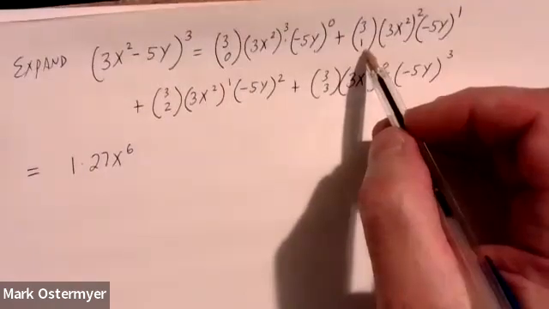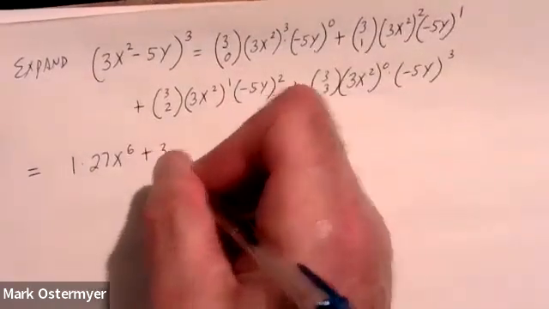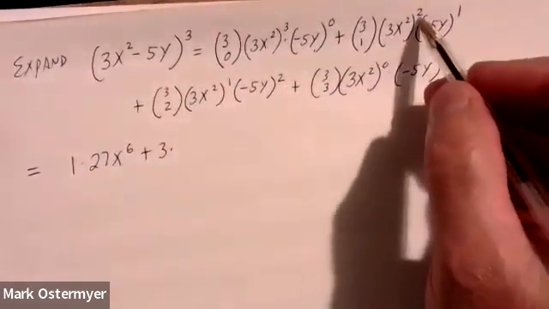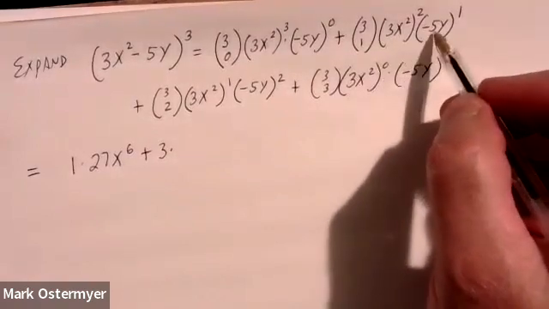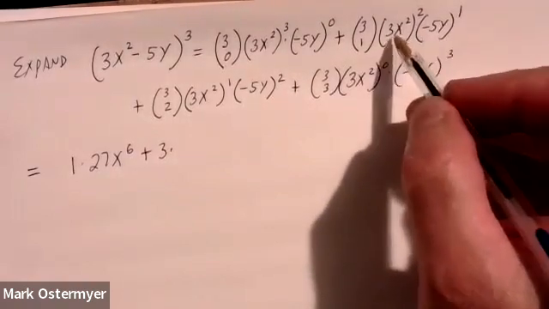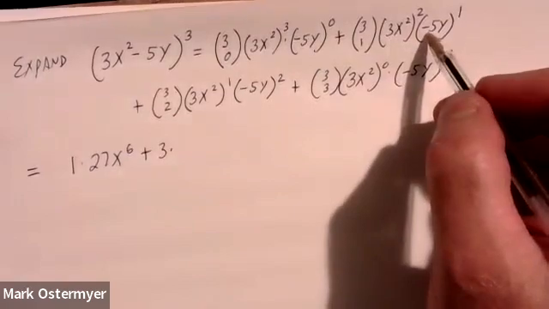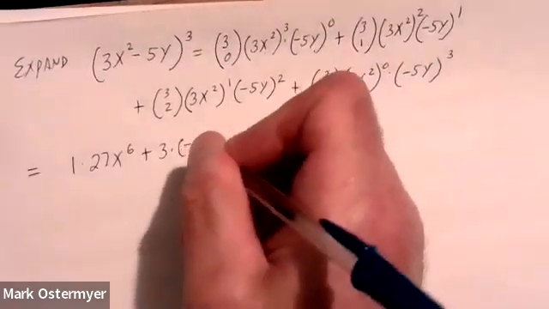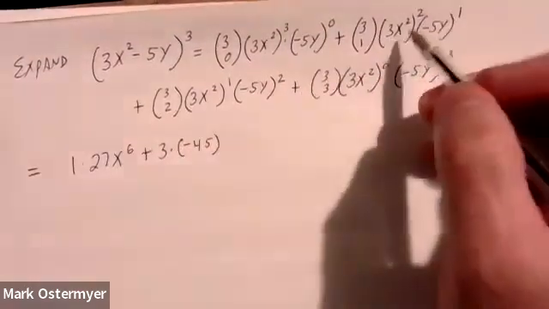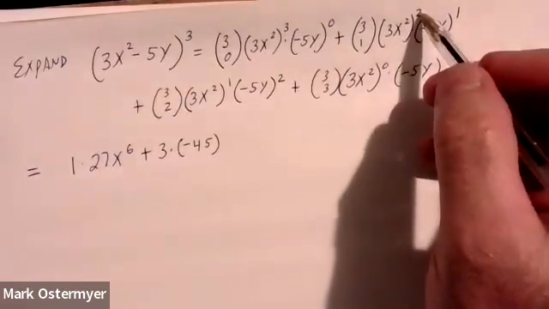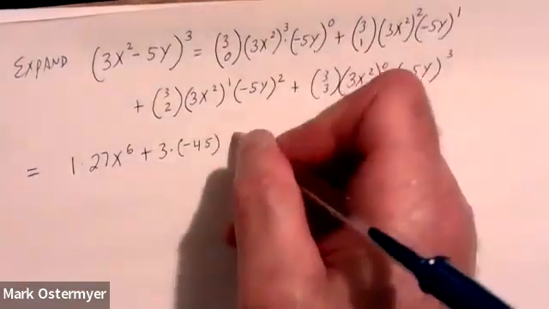3 choose 1 is going to be 3 times 3 squared is 9 times negative 5. 9 times negative 5 is negative 45. X is raised to the second power and squared. X squared squared is x to the 4th power.